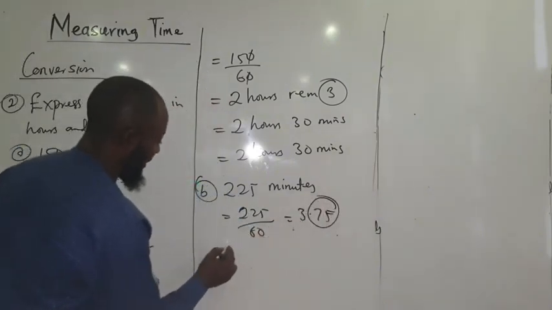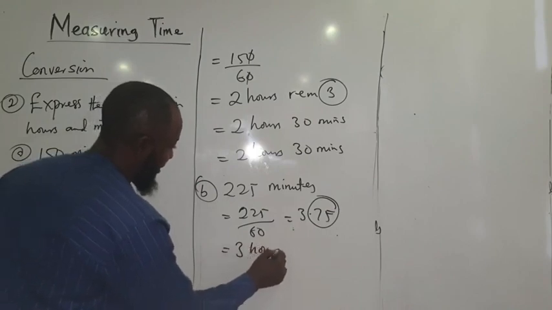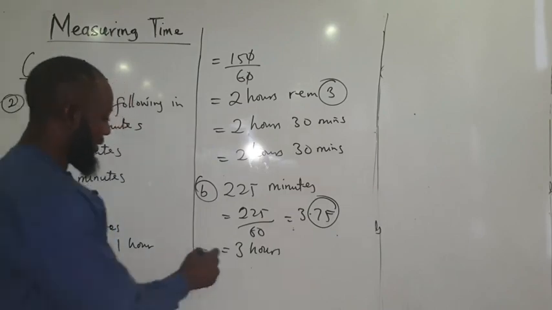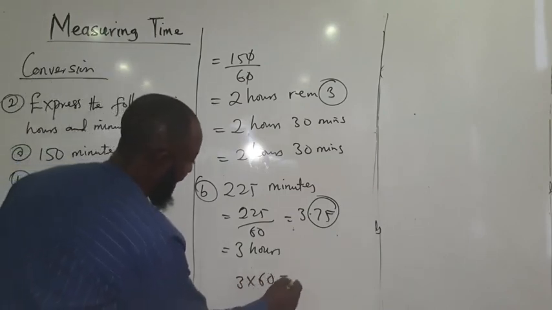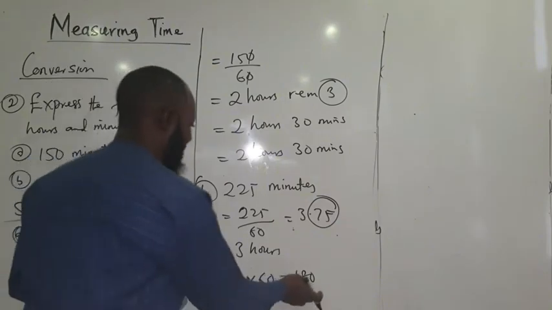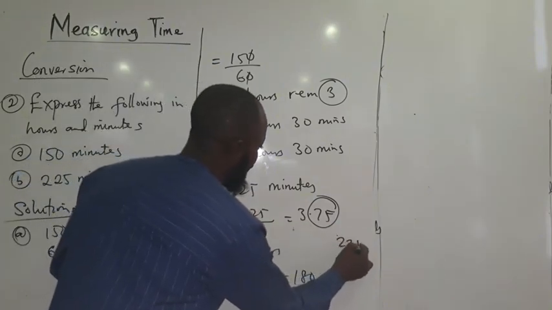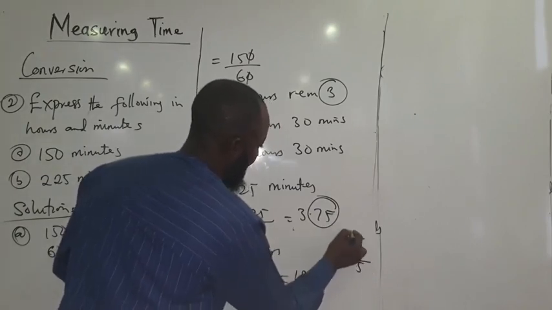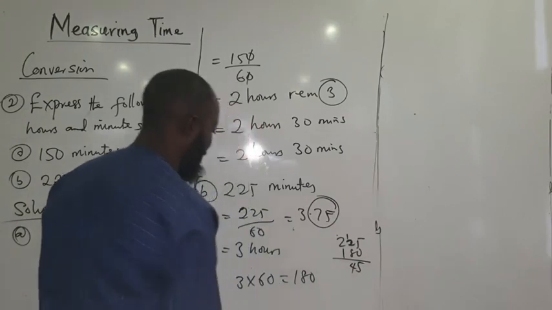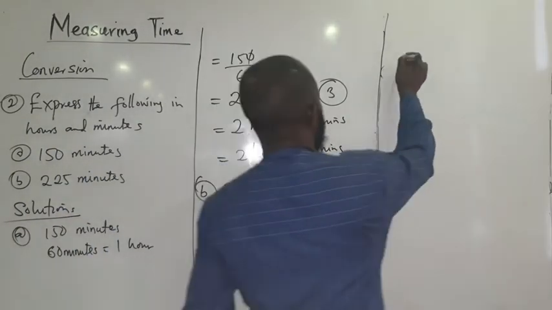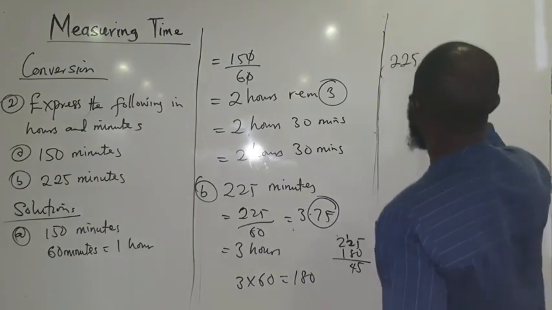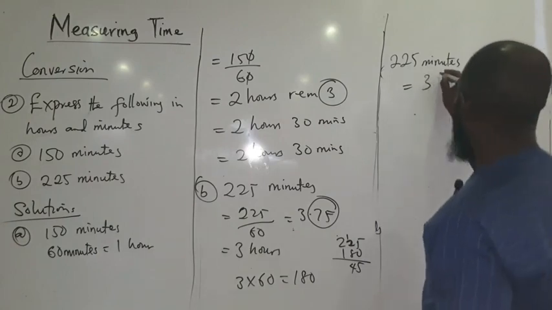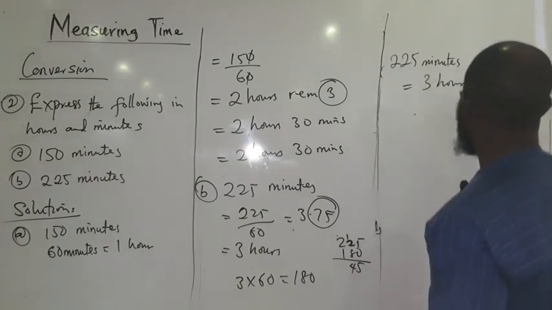We are not making use of these points. We are only making use of 3 hours. So it remains the minutes. So what you are now going to do is multiply this 3 by 60. You will get 180. So this 180 is subtracted from 225. That is 225 minus 180, which gives us 45 minutes. So that means 225 minutes equals 3 hours 45 minutes.